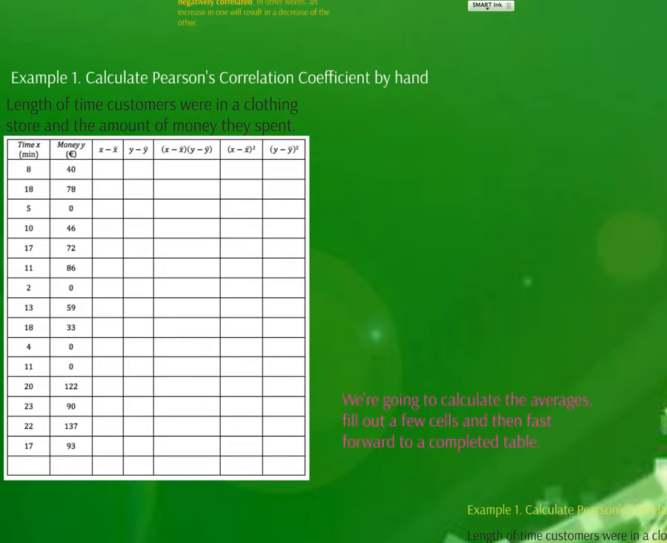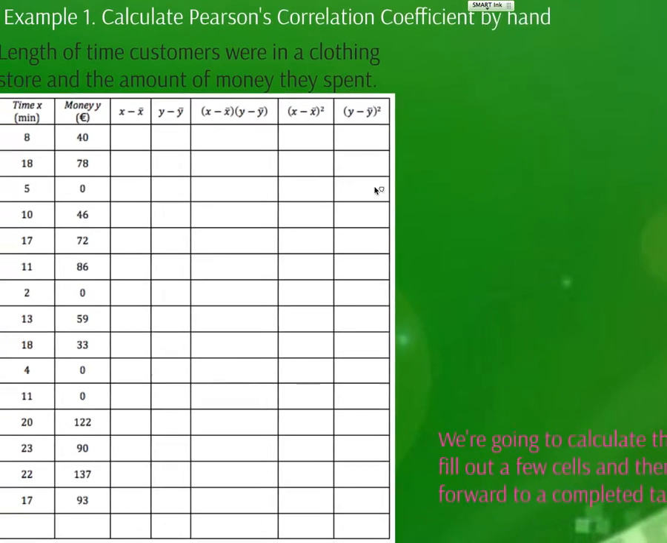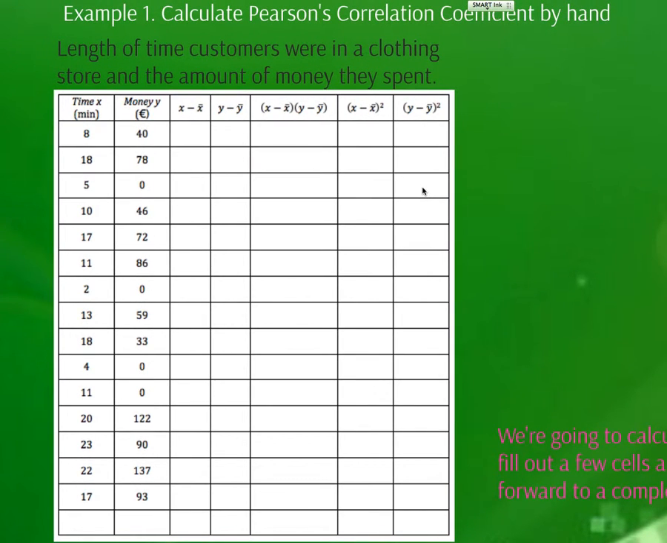All right. So we're going to talk a little bit about parts of this, and then I'm going to have a filled-in chart that we'll talk more about. I think I need to zoom in a little bit here. So here we've got some data, and the data is the length of time customers were in a clothing store and the amount of money that they spent.